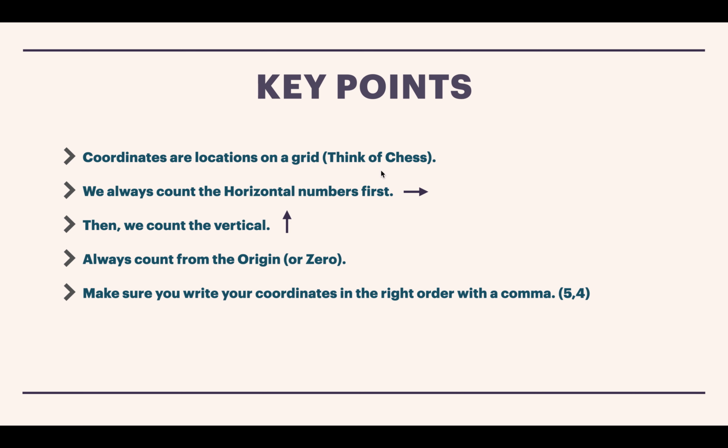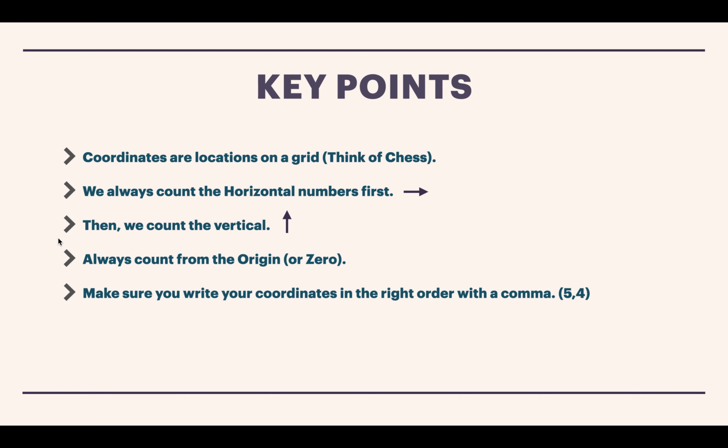It's exactly the same. Now remember, we always count the horizontal numbers first, the numbers going along, then we count the vertical numbers, the numbers going up. Think of it this way: you go into your house, you walk along the corridor first, and then you go up the stairs. Along the corridor, up the stairs.